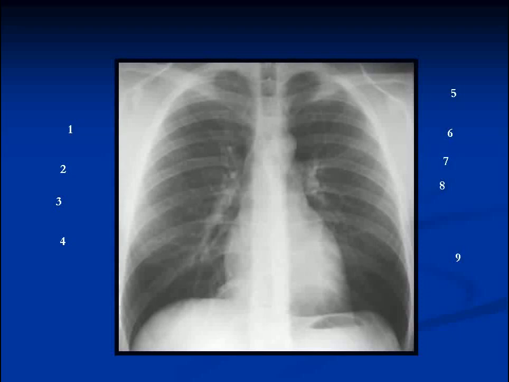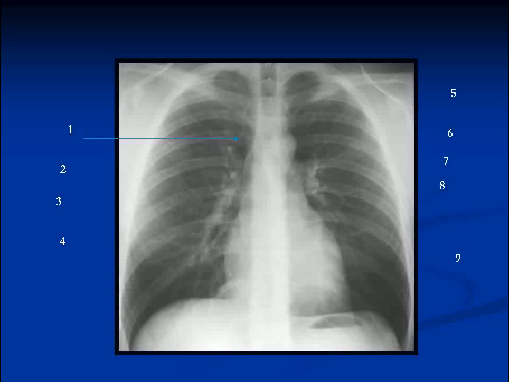So we're going to start with the PA view of the chest. And the first structure we're going to talk about is the superior vena cava. And here we've got an arrow. There's an interface here. There's a line that you can see adjacent to the mediastinum. On one side of the line is white, on the other side is black.